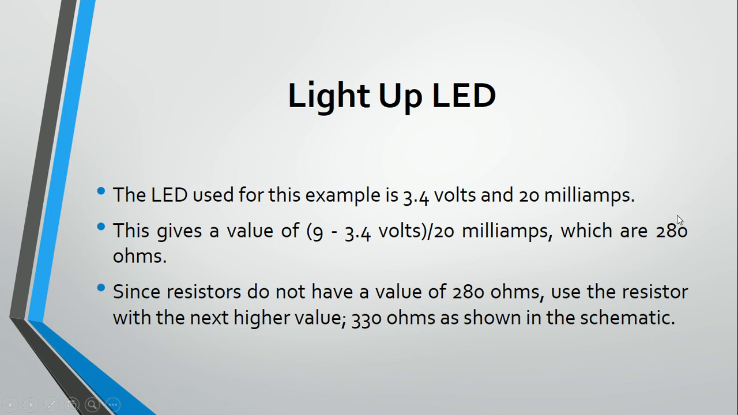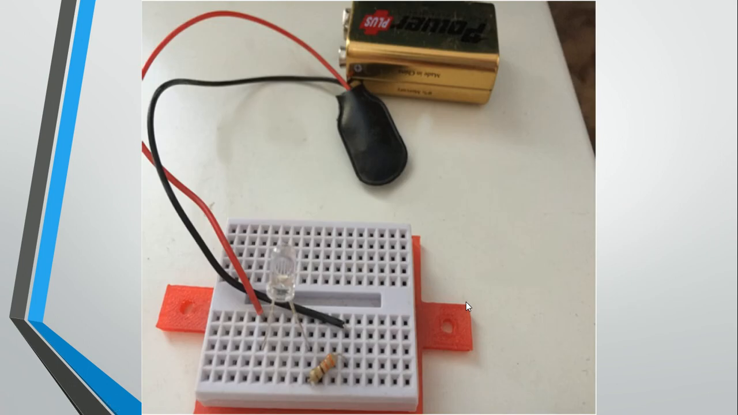Okay, what is this 280 ohms? Since resistors do not have a value of 280 ohms, we have to use the resistor with the next higher value, which is 330 ohms as shown in the schematic. So by calculating the needed resistance, for the LED to work properly, so that it will not be burned out immediately, use a higher resistor than 280.